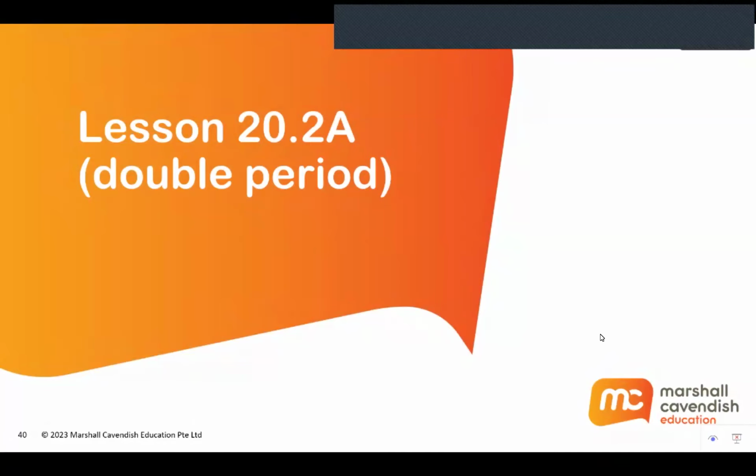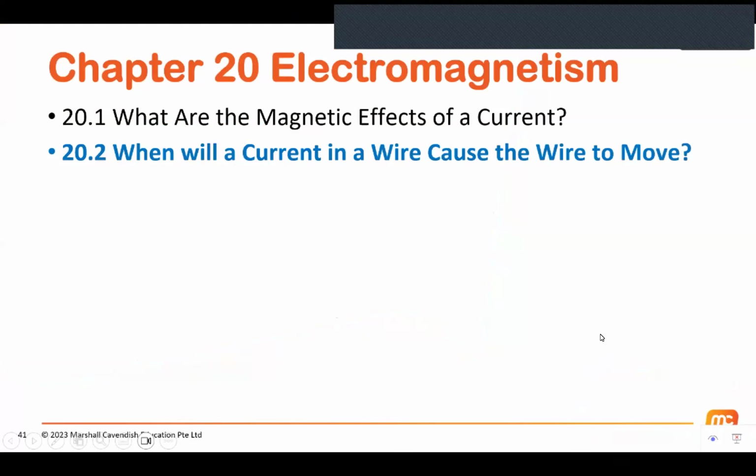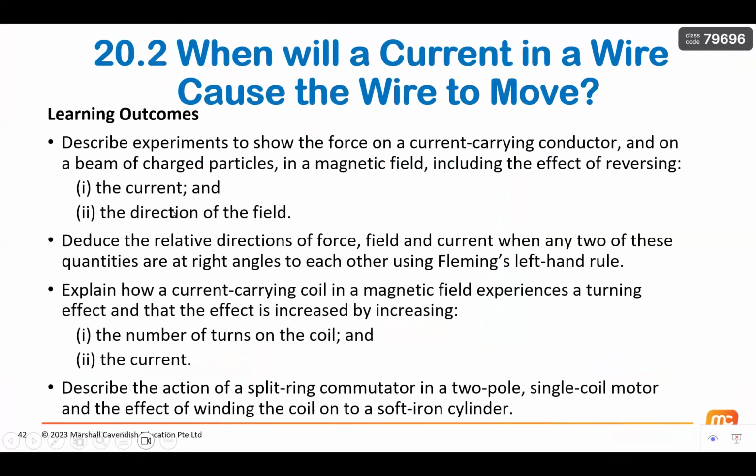Okay, in this section, we'll be covering when a current in a wire will cause the wire to move. The wire will move because there is a force. These are the learning outcomes. We'll be covering the first two learning outcomes, and in the later part of the video, for part 4, we'll be covering the last two.